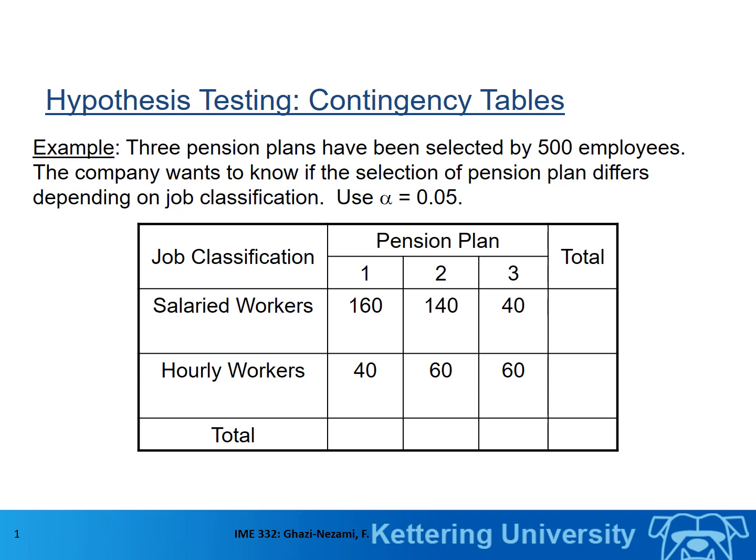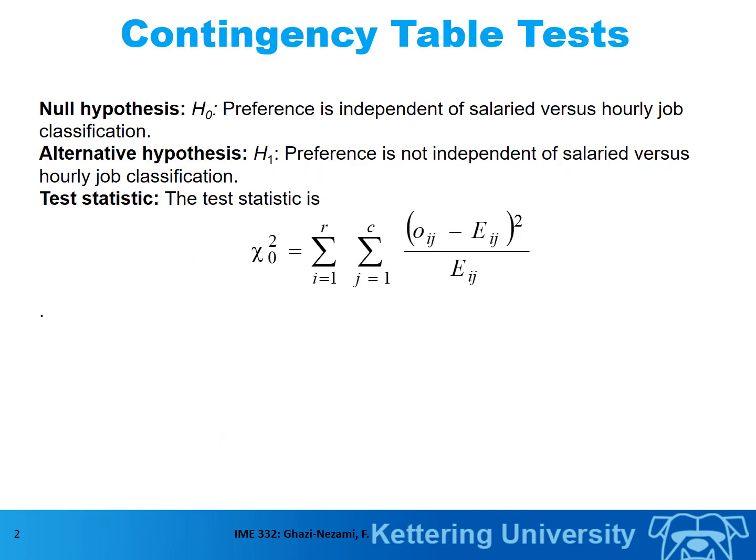Given the explanation in the previous video, we are all set to solve this problem. For this example, we have already written our H0, the fact that preference is independent of type of job, and H1 is what we want to test, that is, preference is dependent on type of job or not independent. And we said the chi-square test statistic is coming from this equation.